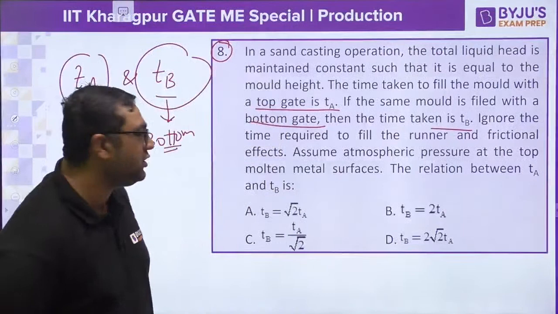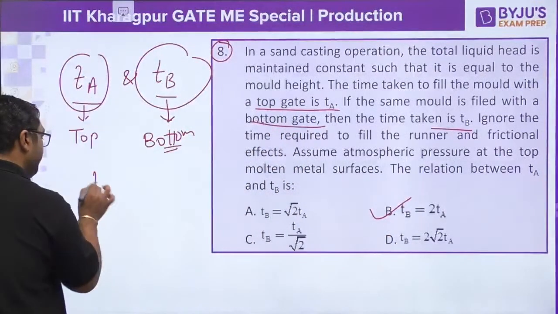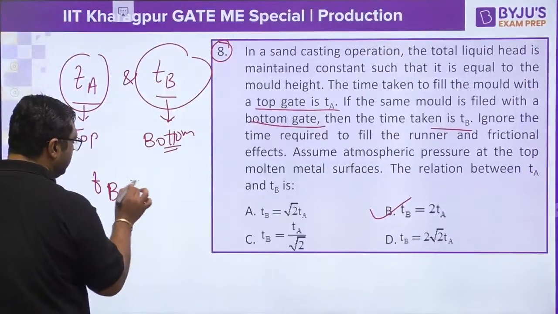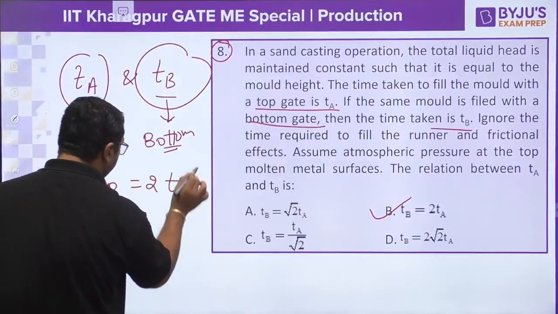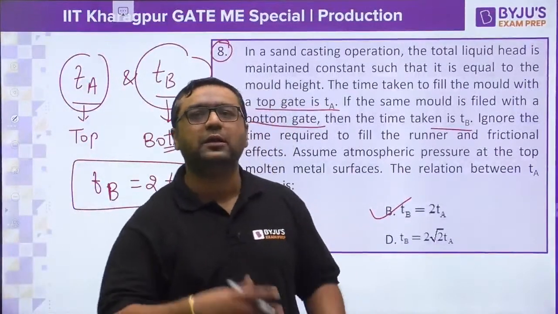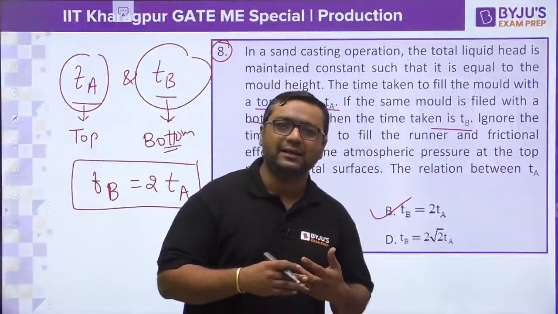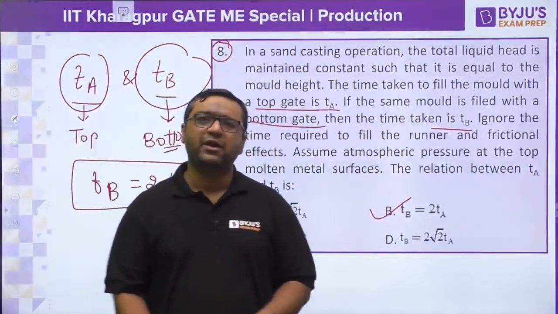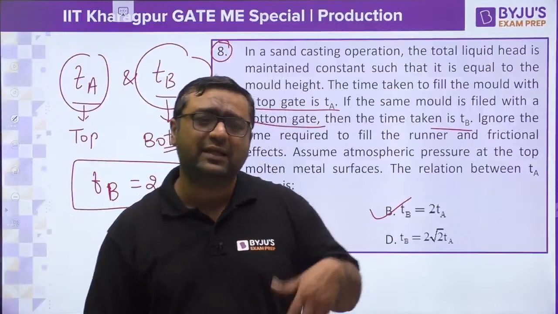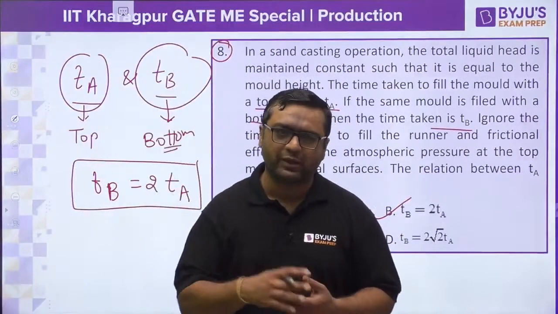Wonderful, guys. The answer for this is going to be B. The time required to fill the cavity by bottom gating system will be 2 times that of the top gating system. And my dear, the bottom gating system always takes more time than the top gating system, and that is the reason we prefer the top gating system. There are some advantages with the bottom gating system as well. Dross formation is more with the top gating system.